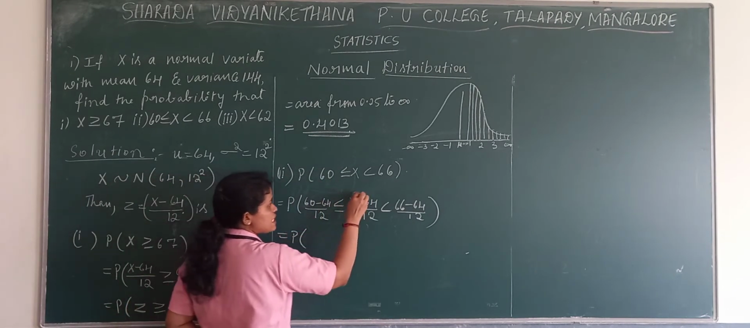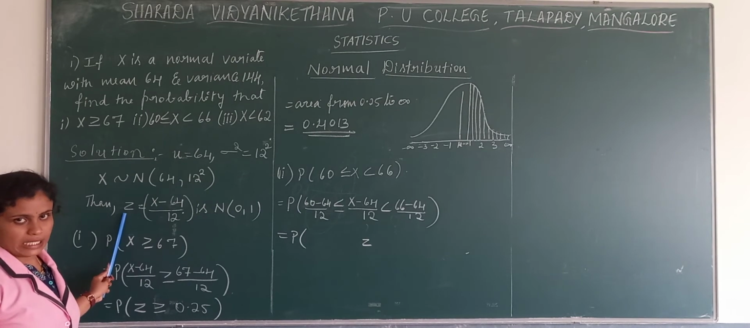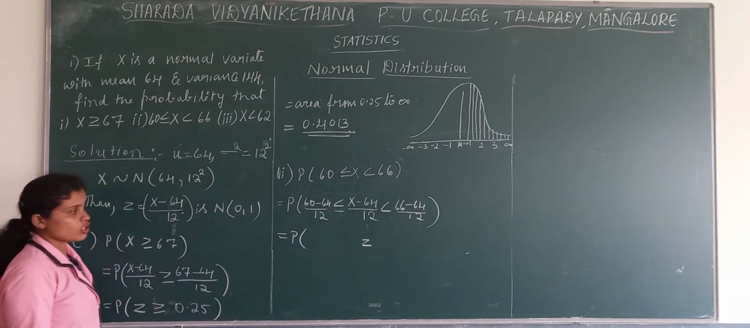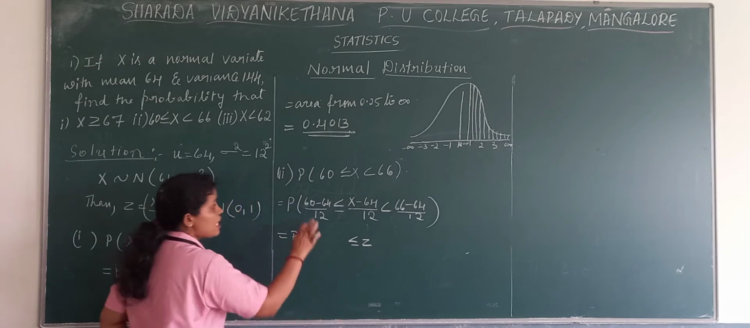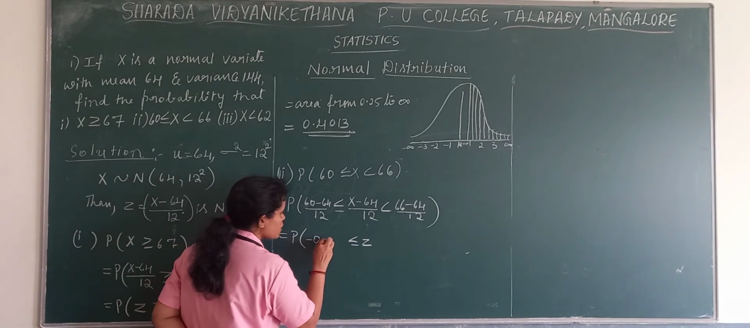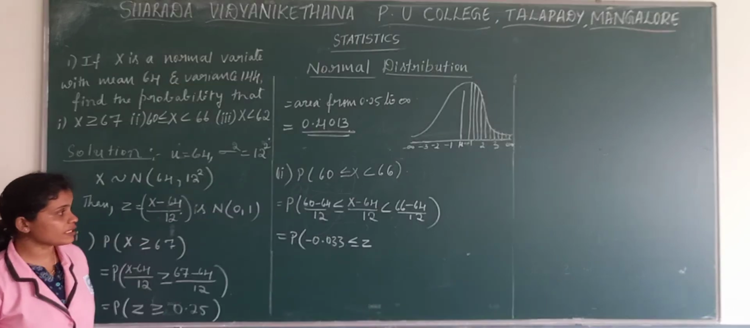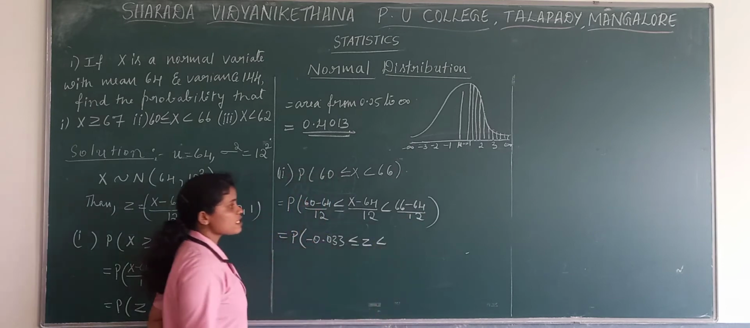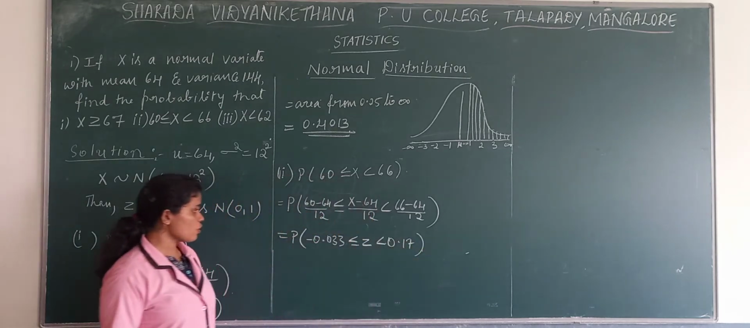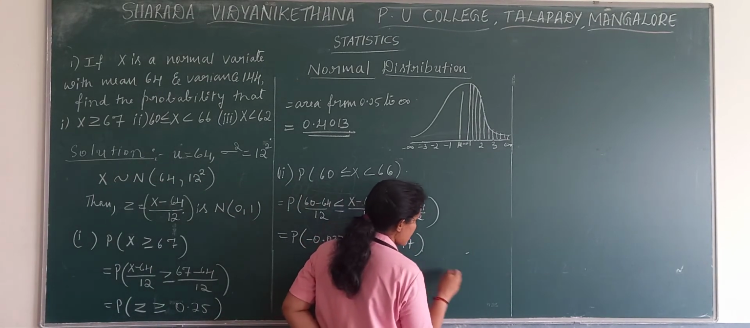Now, we take this as a standard normal variable. We are converting the normal variable into a standard normal variable. Now Z, where is the position of Z? 60 minus 64 divided by 12 gives us minus 0.33, and 66 minus 64 divided by 12 gives us 0.17. Now this area we need to locate in the graph.